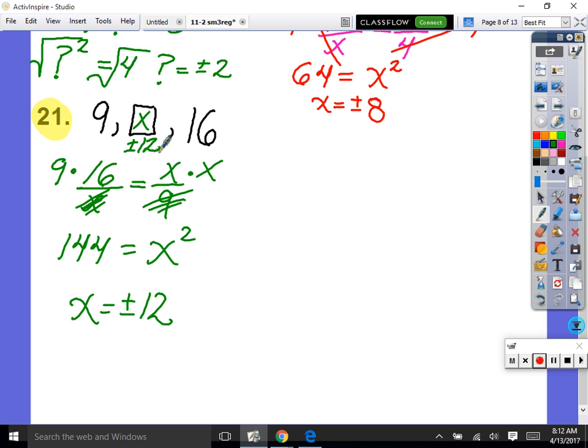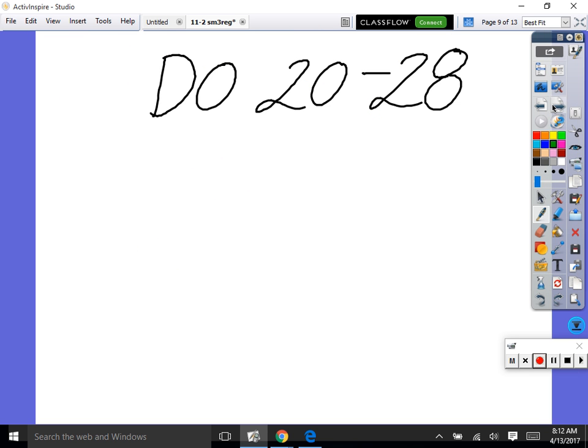Questions? That's cool finding, just so you know, because if they say to you find the geometric mean, that's what it's going to be talking about, is doing it this way. Anyways. The geometric average. Okay, so do 20 through 28, ready, set, go.